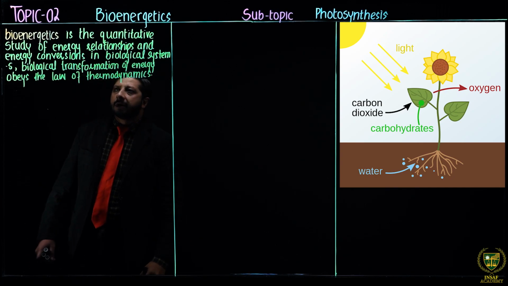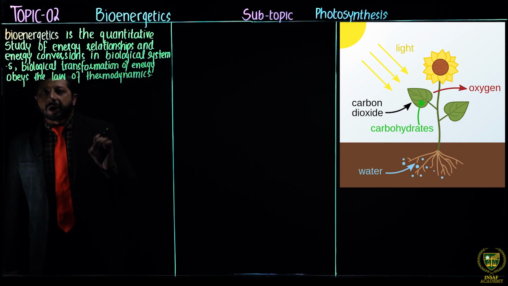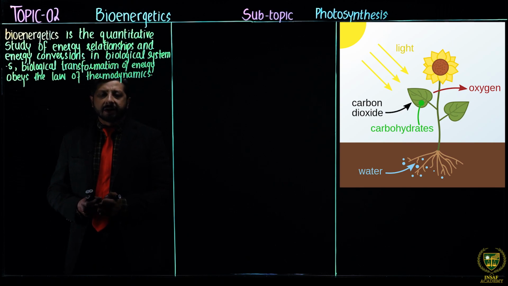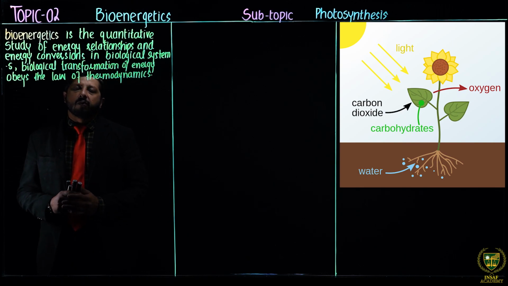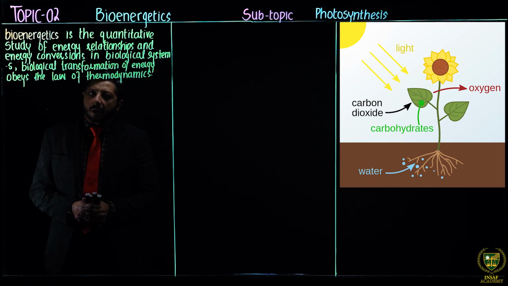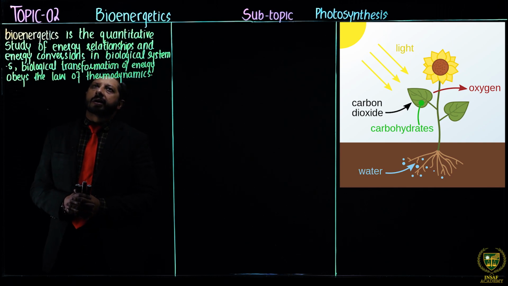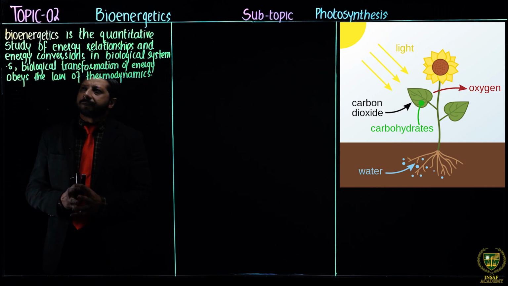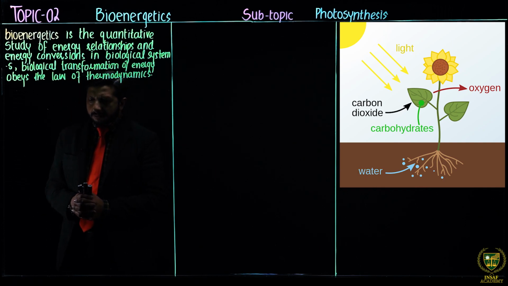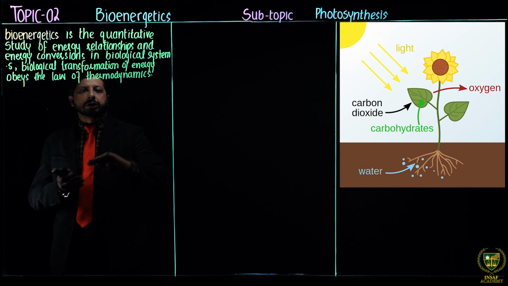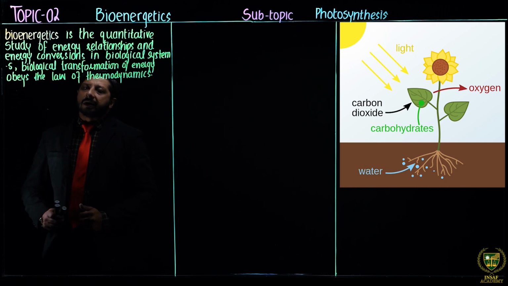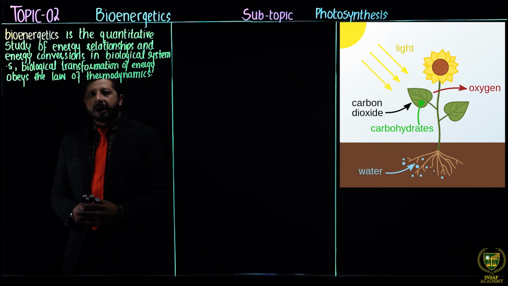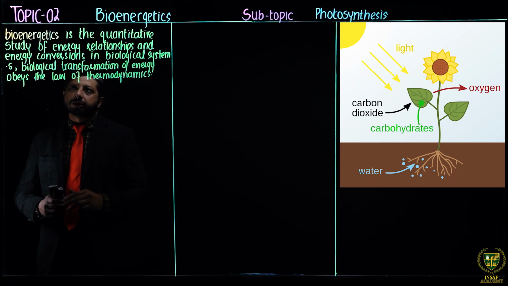Clear? So, MCQ: these biological transformations, these energy transformations inside biological systems, which laws do they obey? The law of thermodynamics. And in this we do a quantitative study of energy relationships and energy conversions. One form of energy is converted into another form, okay? Like solar energy is converted into chemical energy. So that is known as the energy relationship and energy transformation.